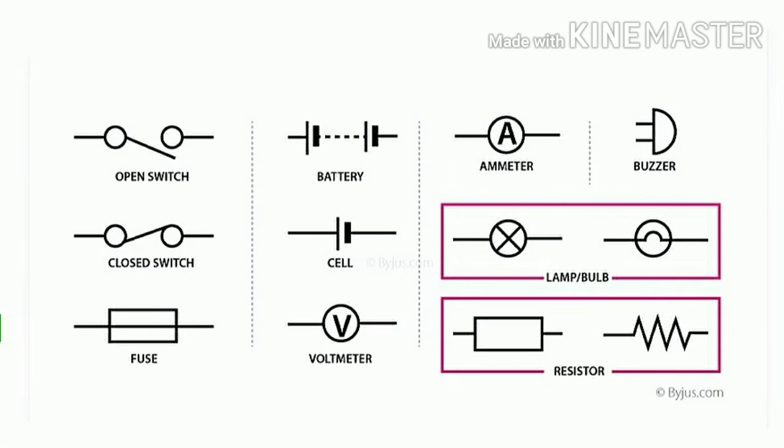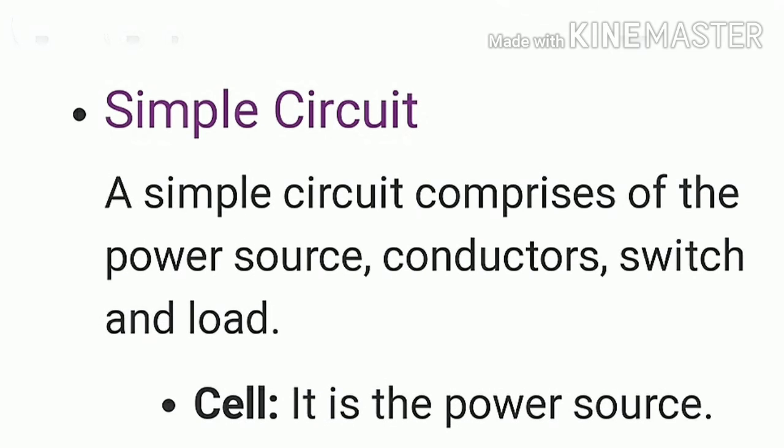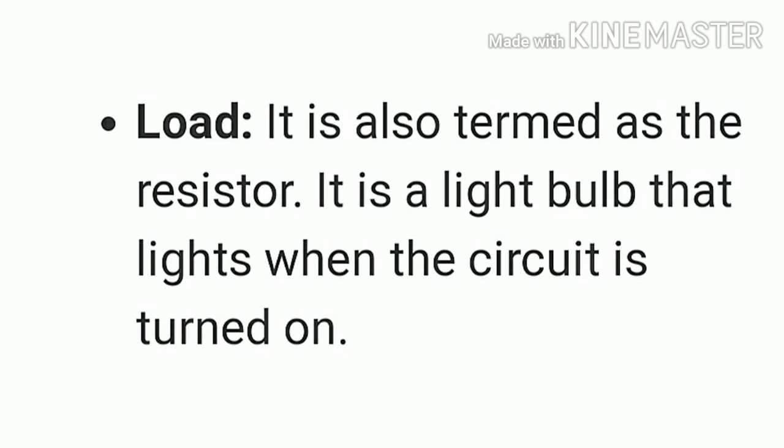Simple circuit. A simple circuit comprises the power source, conductors, switch, and load. Cell. It is the power source. Load. It is also termed as the resistor. It is a light bulb that lights when the circuit is turned on.